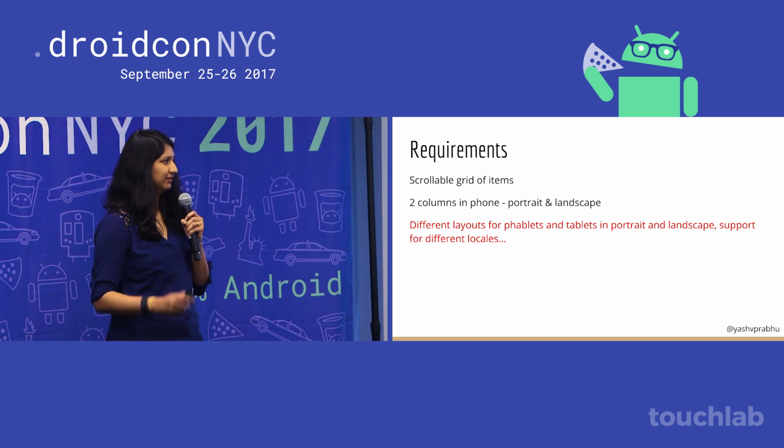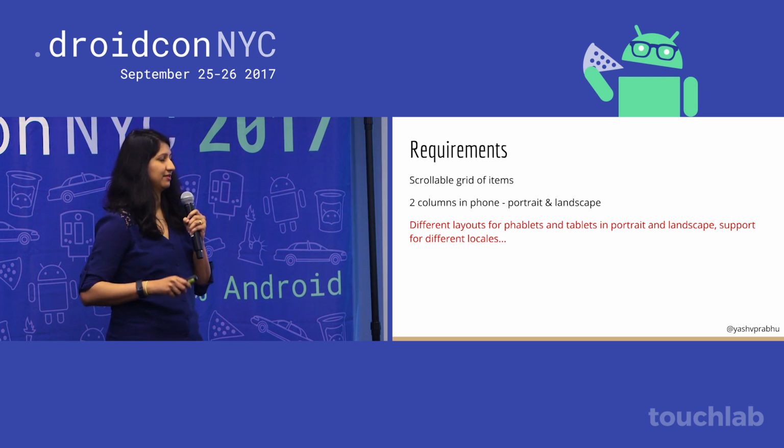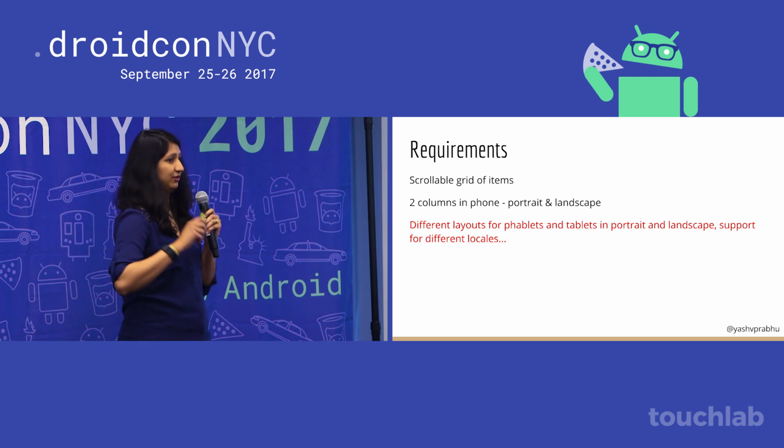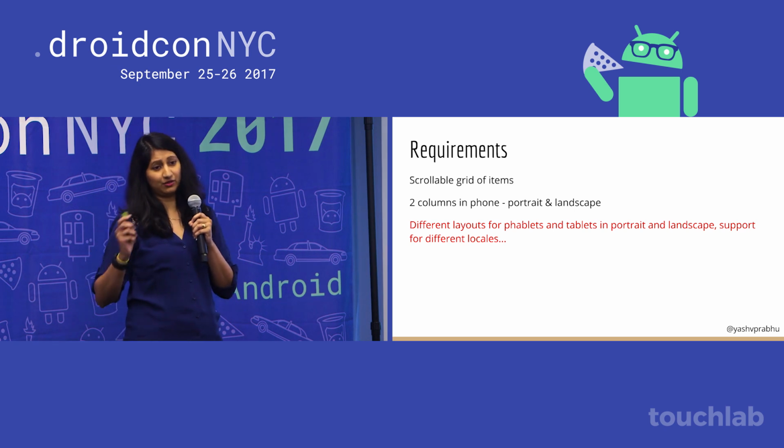They're like, yeah, all that is cool, but I want you to support different layouts for phones and tablets, in portrait, in landscape. I want you to support locales. I want you to do this. I want you to do that. So first of all, it is scope creep.